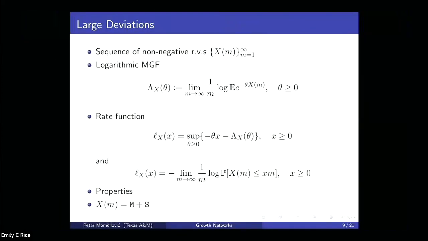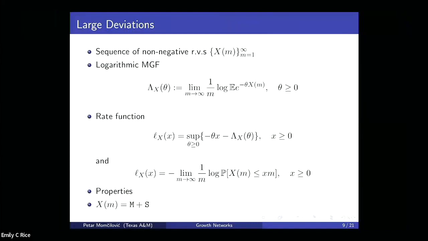Now, a little bit about large deviations. I don't know how many people know about large deviations here. This is all super standard. If I have some sequence of random variables, I can define a logarithmic moment generating function, right? And then, based on that, I can define the rate function.